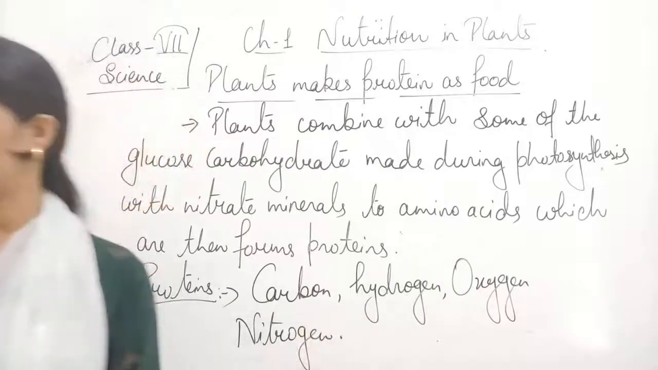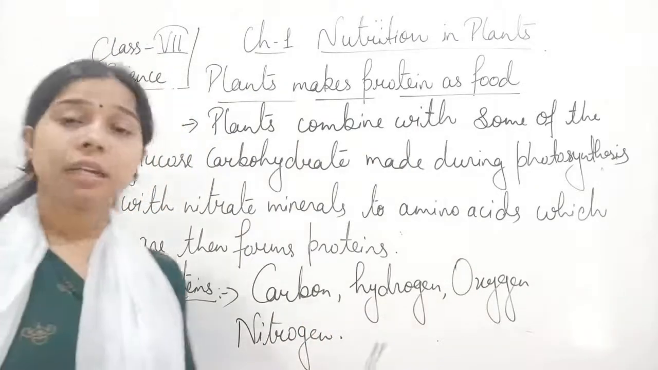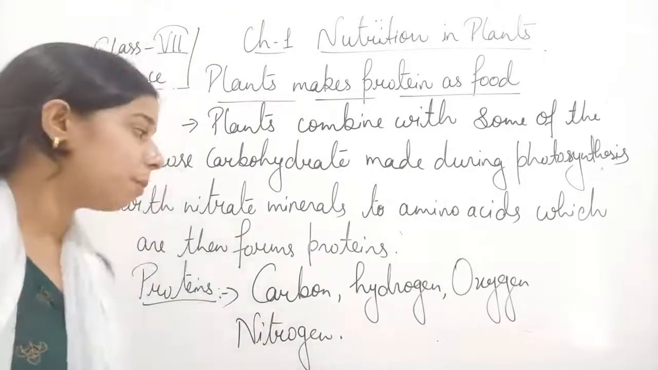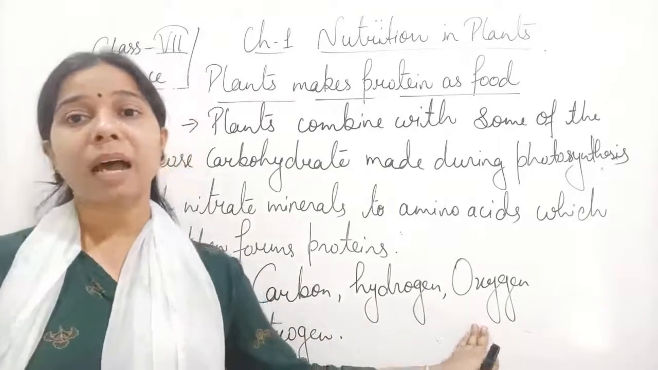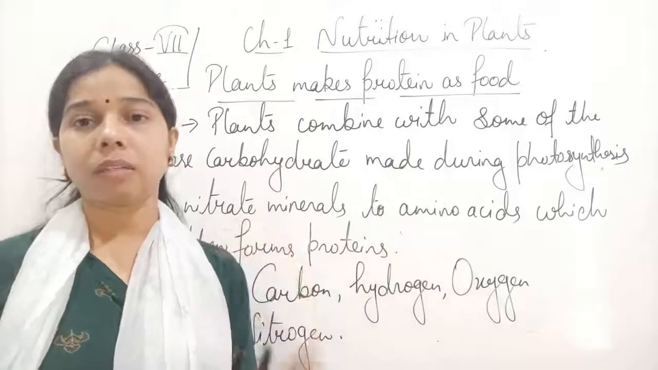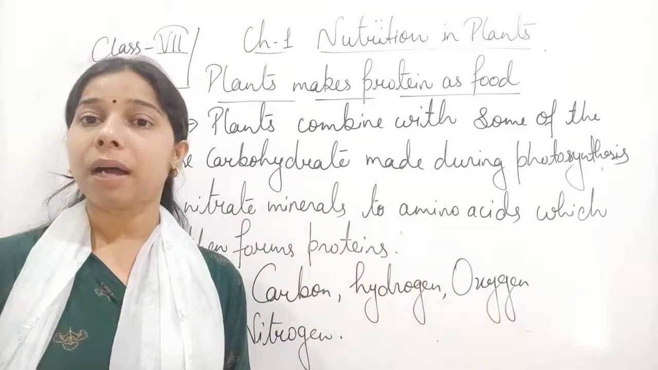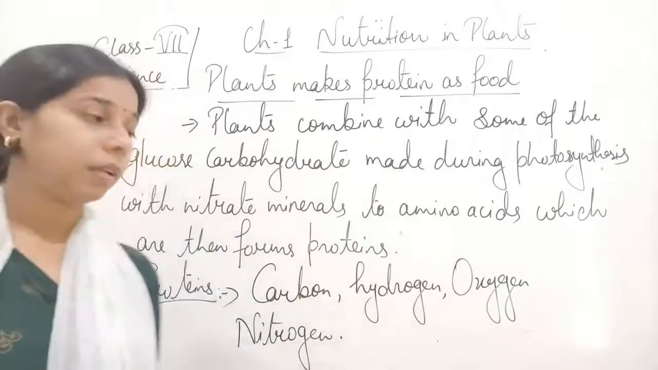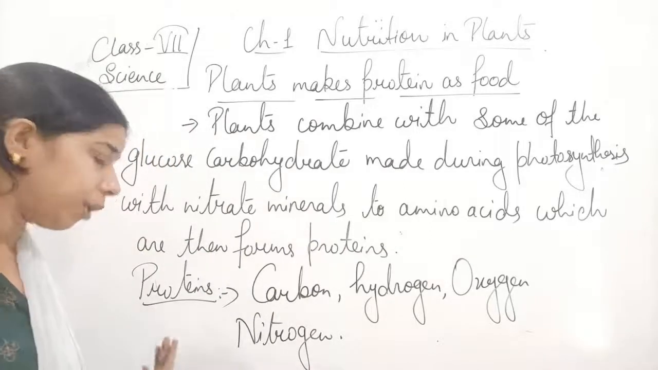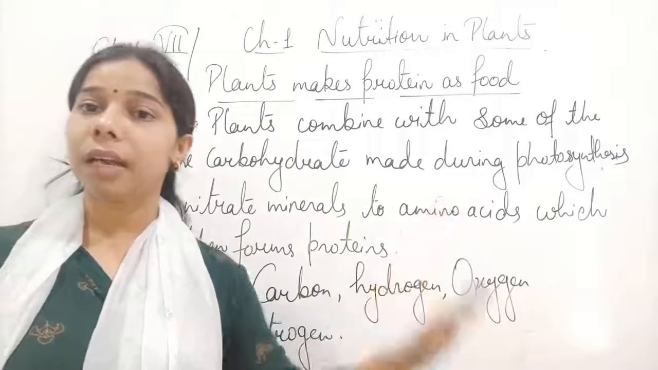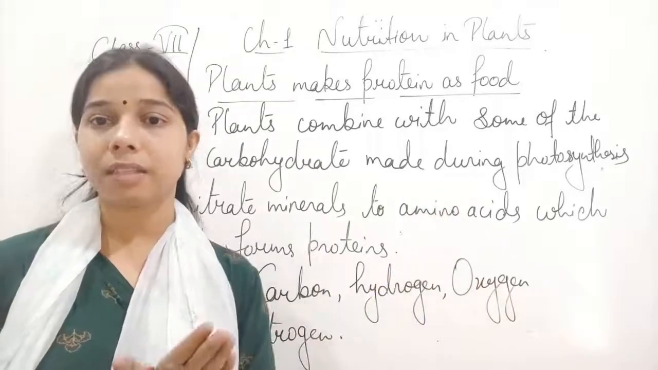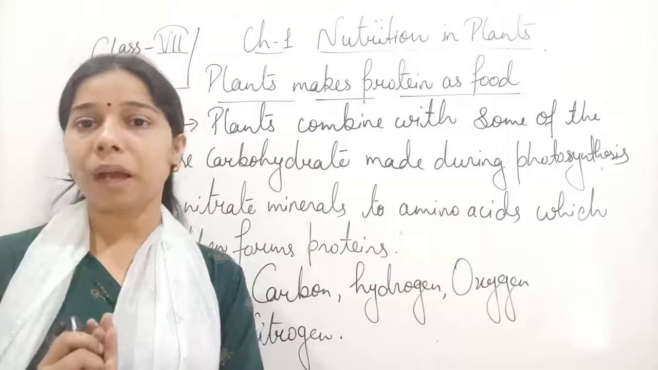Okay, carbon, hydrogen, oxygen and nitrogen. These are the things which a protein consists of. So all these things it will get from the carbohydrate itself, which is made up of glucose. But it needs nitrogen in order to make the protein.